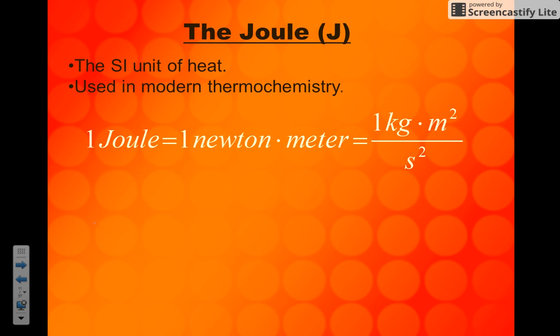A joule is equivalent to 1 Newton meter, or if you break that down even further, 1 kilogram times meter squared per second squared. If you remember that, that was from the root mean square velocity equation from the gases chapter. 1 joule is also equal to 4.184 calories.